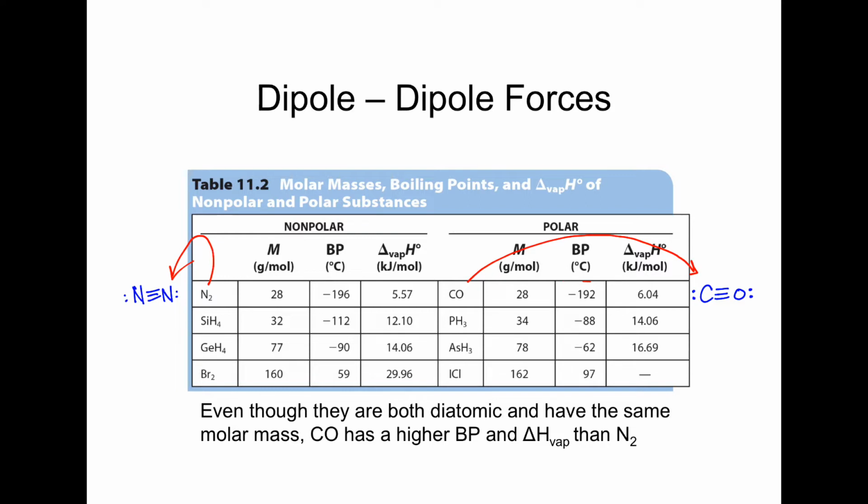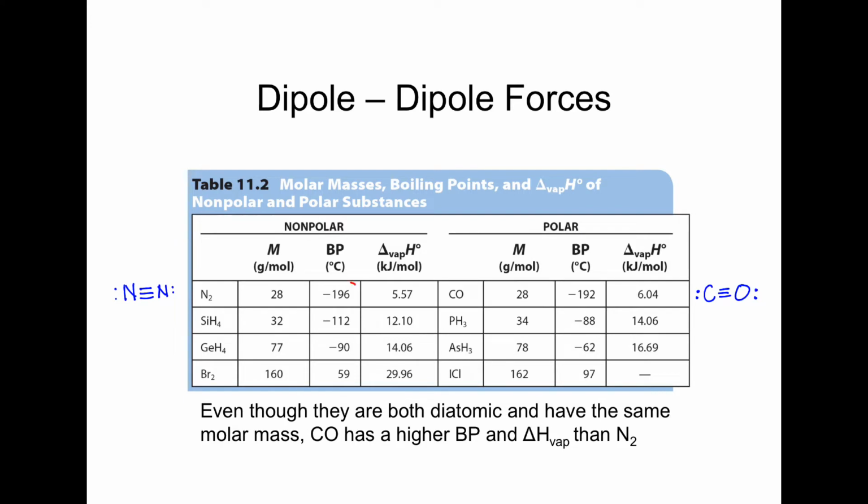And they actually have quite a bit in common. They are both two-atom molecules. They both have a triple bond. They both have relatively the same molar masses. And they both have lone pairs of electrons on the outside. So they have a lot in common. But let's look at the difference in their properties.